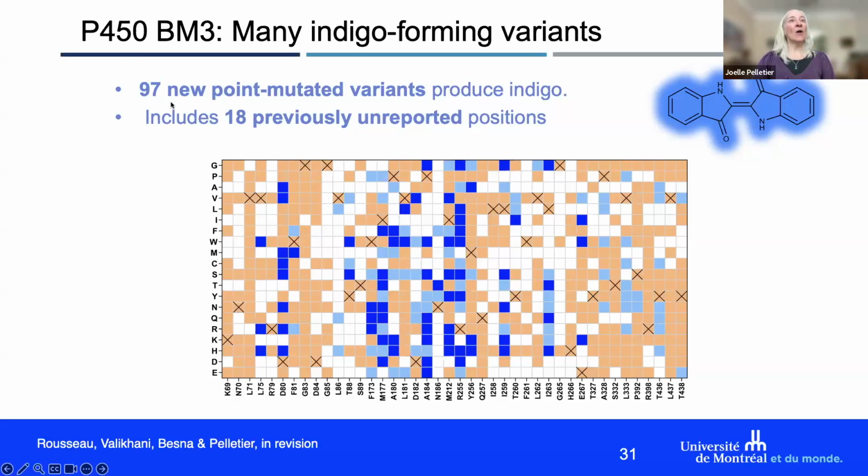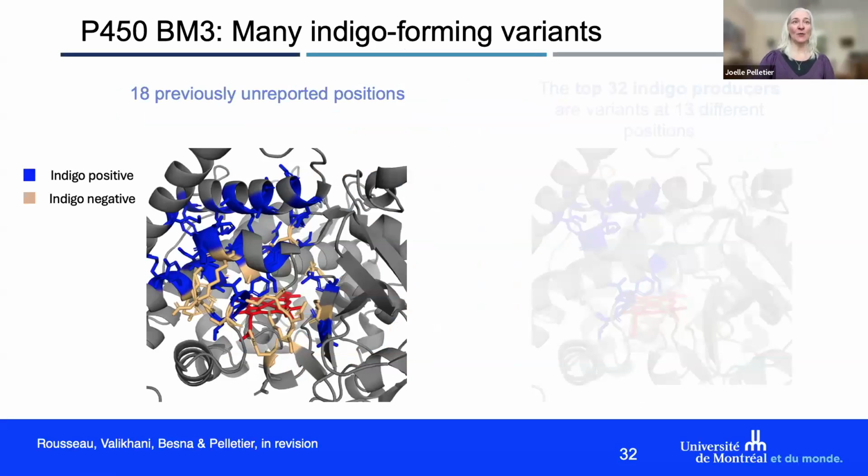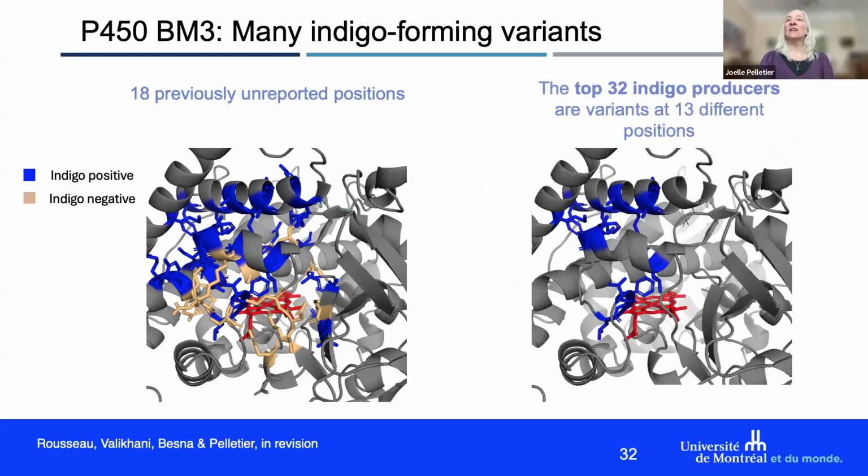So we found about 100 new indigo producers, and these include 18 previously unreported positions. So that answers one question. Yes, we can find many indigo forming variants. If we look at the 18 previously unreported positions, they are shown in blue here, whereas in beige are positions where we did not identify any substitution that gave rise to indigo formation. And if we now look at just our top 32 indigo producers, they are all located within 13 different positions. You see that we're shifting to the left of the active site. We would be interested in better understanding why these substitutions give rise to indigo. That's an ongoing effort.